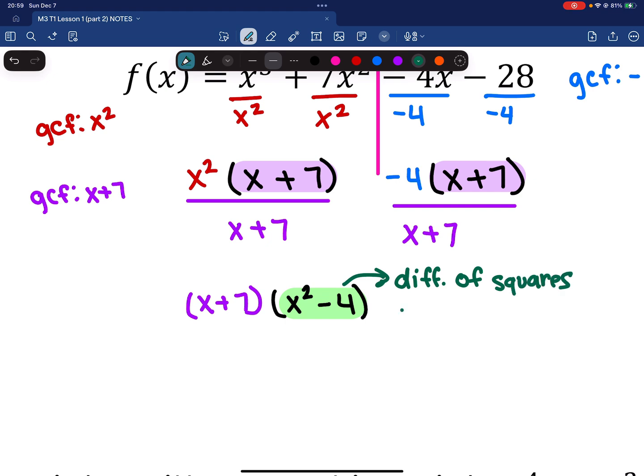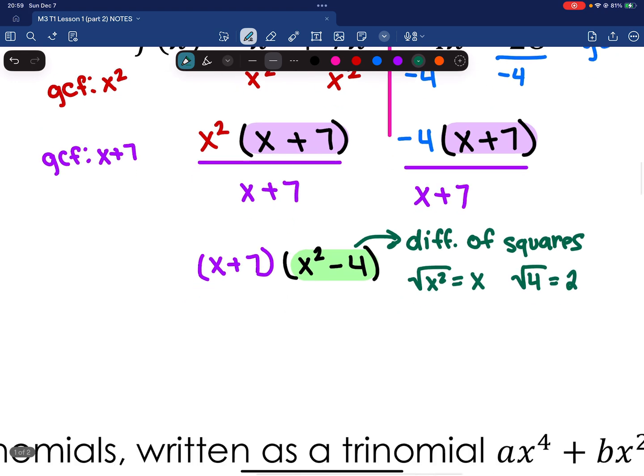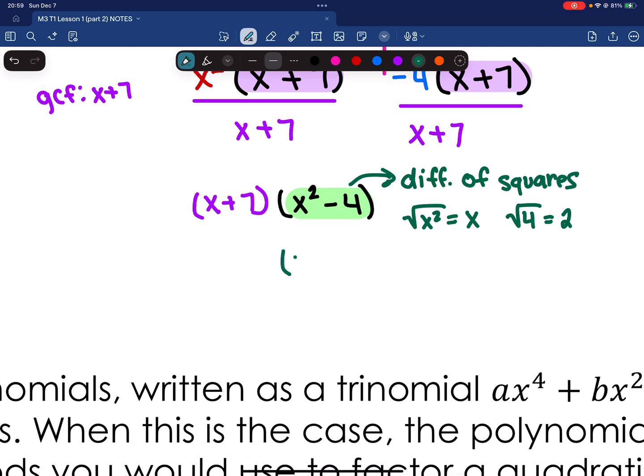So we have the square root of x squared. We should be professionals at that by now. That's x. And the square root of 4 is 2. So we factor this as x and x, 2 and 2, one plus, one minus, and then x plus 7.